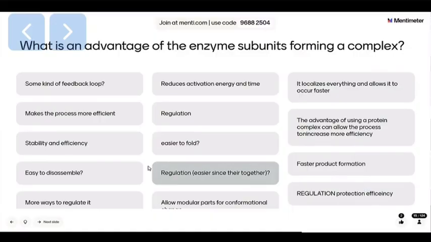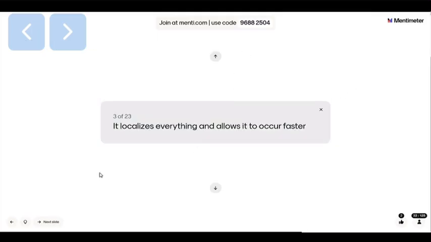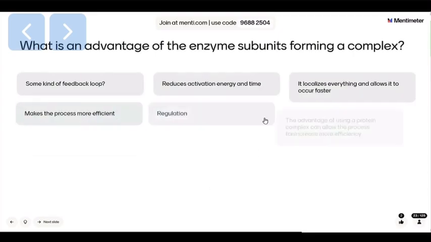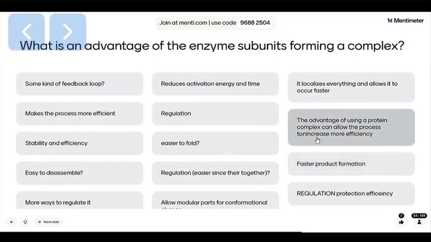Seeing the responses coming in, there's a couple great ones. Localizes everything and allows it to occur faster. Let's see, what else do we see here? Increased efficiency, regulation easier since they're together, absolutely. So all these things make it more efficient.